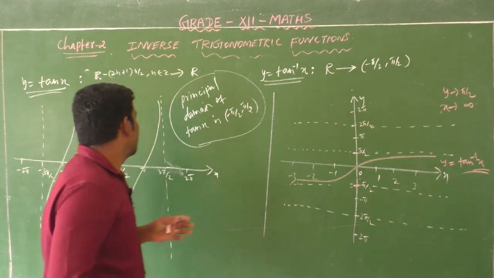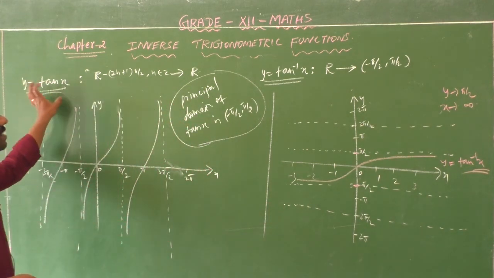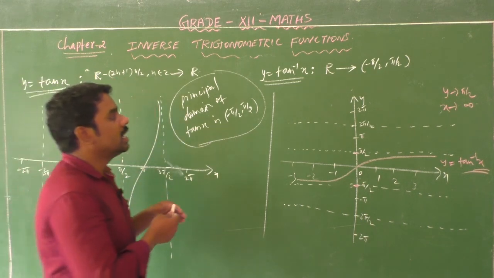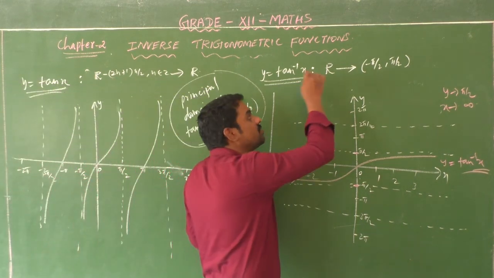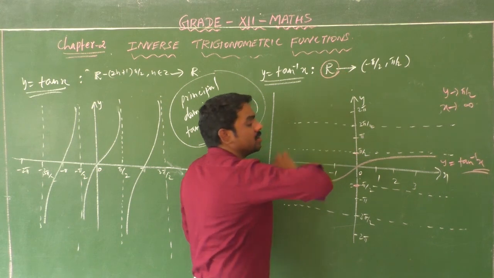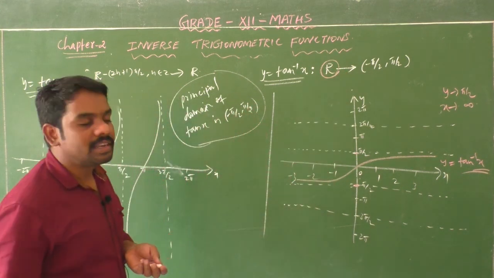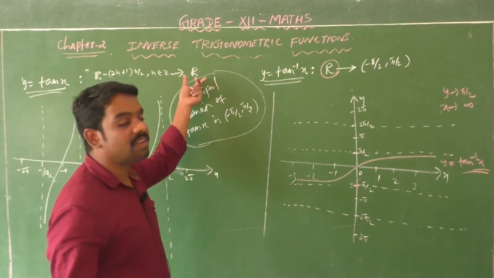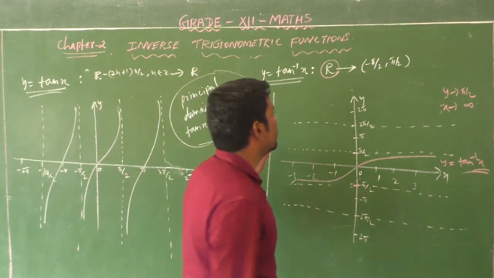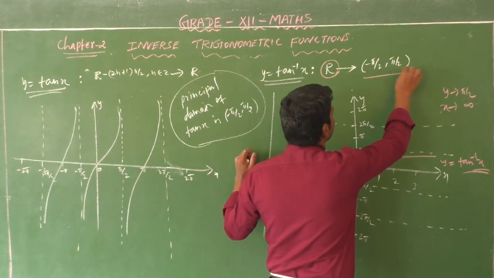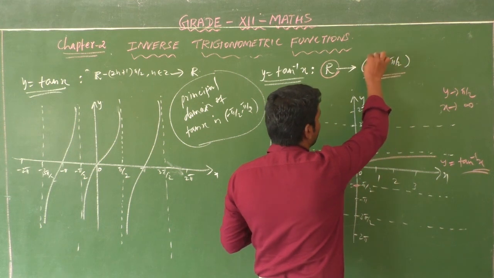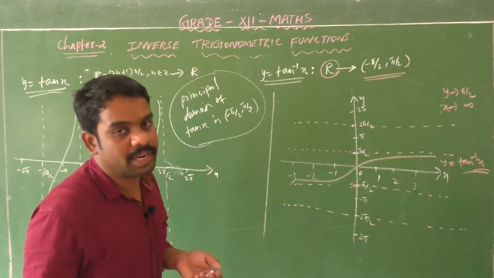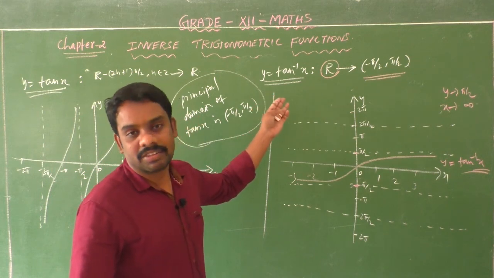Listen, the domain of this tan x function is the set of all real numbers except 2n plus 1 into pi by 2. Here the domain of this tan inverse function is the set of all real numbers, and the range of this tan x function is the set of all real numbers. But here the range of this tan inverse function is the open interval minus pi by 2 comma plus pi by 2.